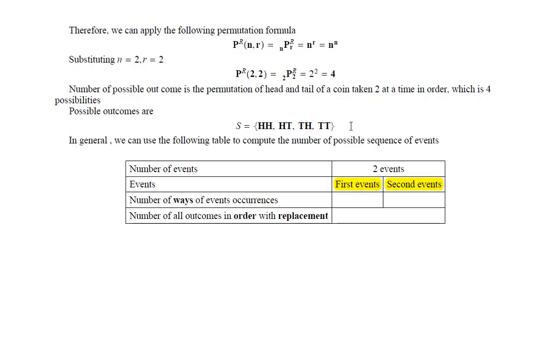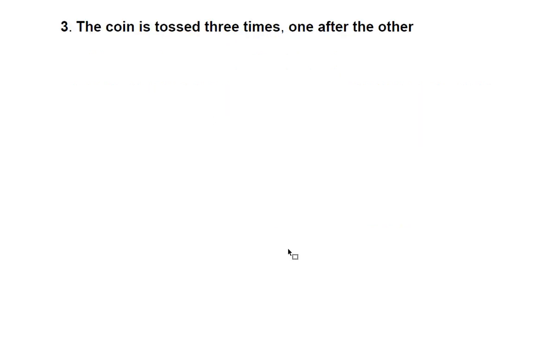We can also use the table and in this table we are going to show the events. So we have the first event, the tossing 1, and second event, tossing 2, and the number of ways the first event may occur is 2, and the second one 2. So we multiply them together and we get 4. Now we have to know also that to apply this table we need order and replacement in it.